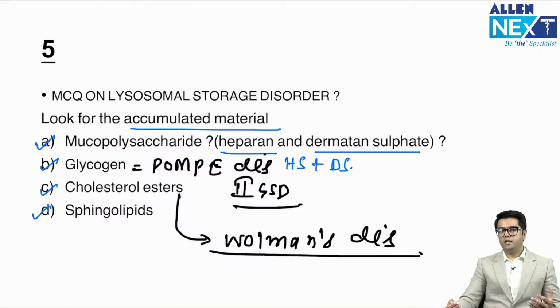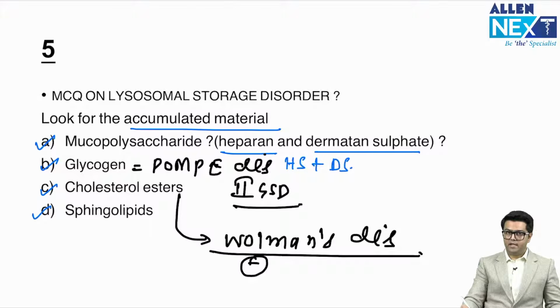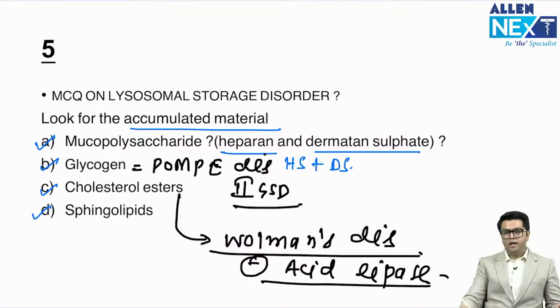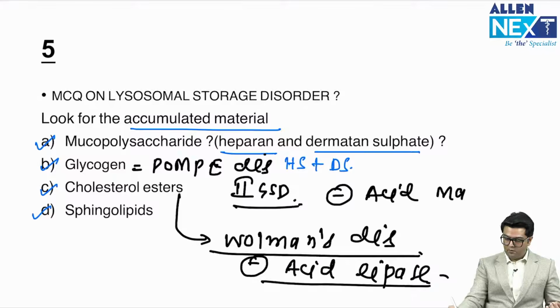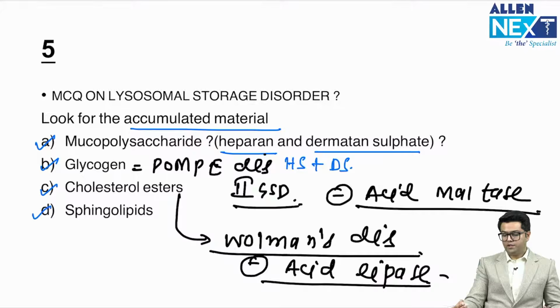Wolman's disease, you can see, if you have not noticed, during LDL metabolism. When the LDL is endocytosed, it is degraded with the help of an enzyme called acid lipase. And in type 2, what is the name of the deficient enzyme? That is acid maltase. Acid maltase in type 2 GSD, that is Pompe's, and here it is acid lipase.